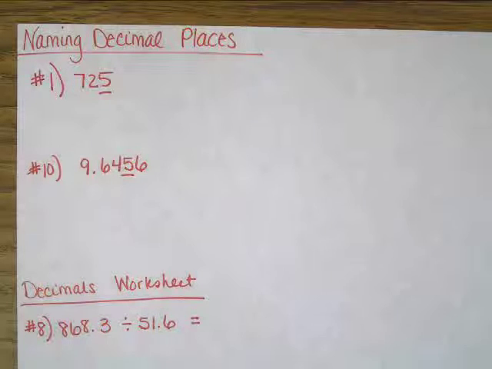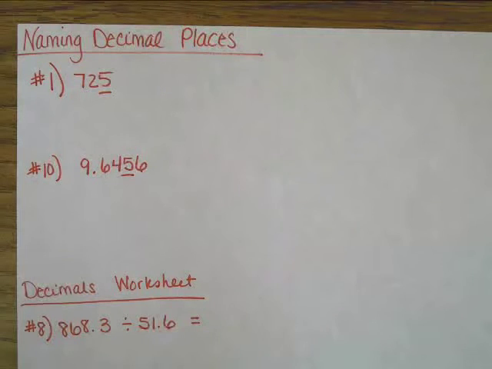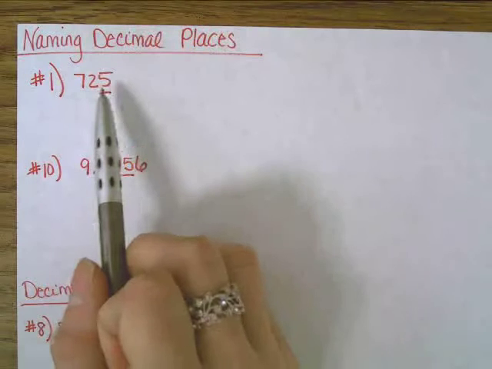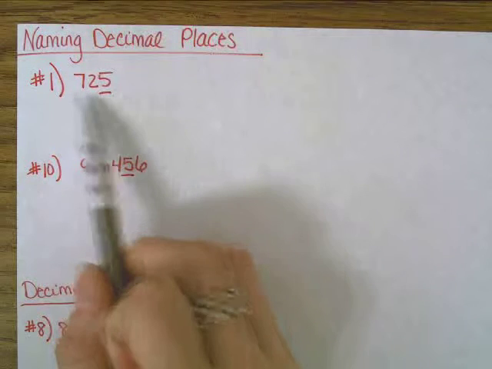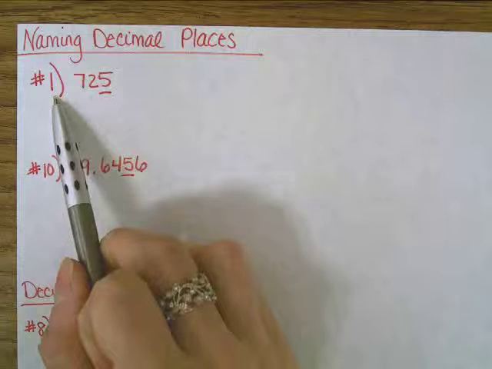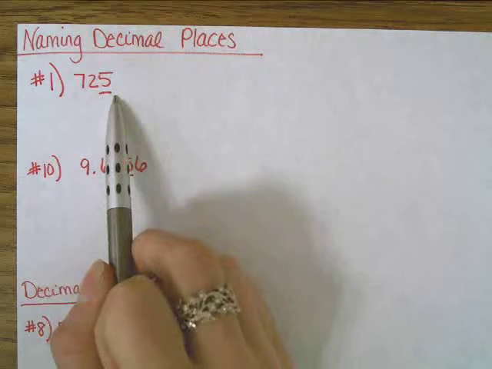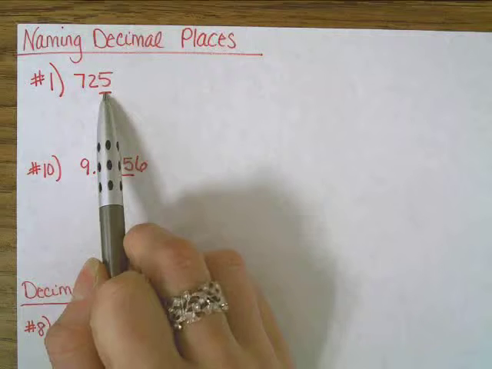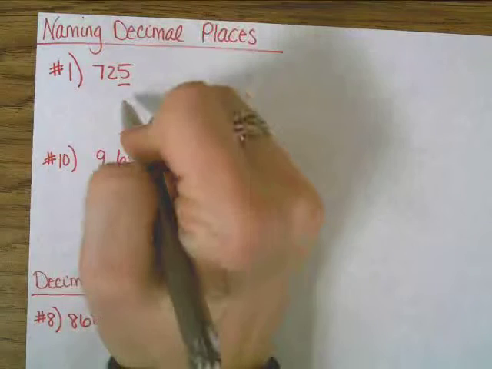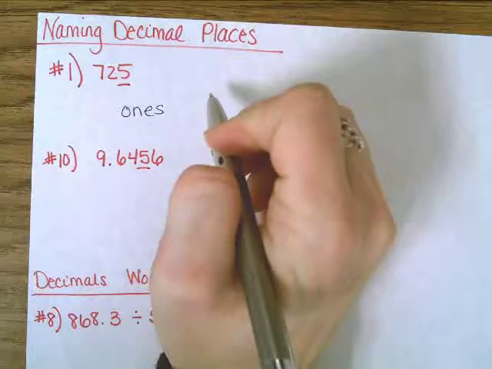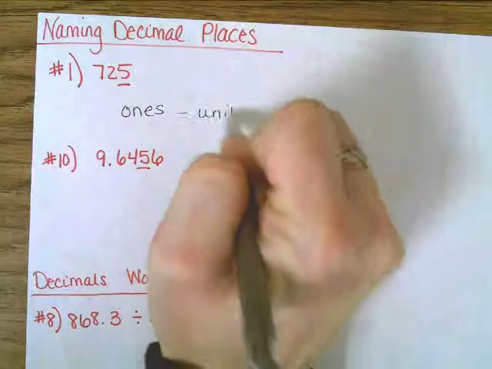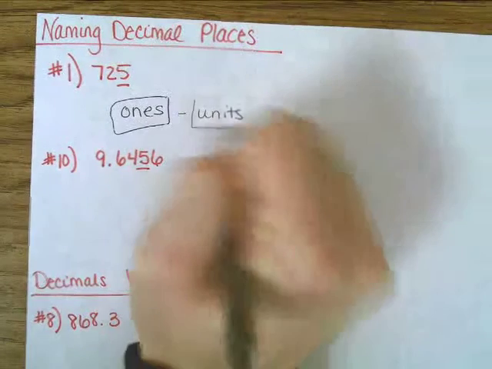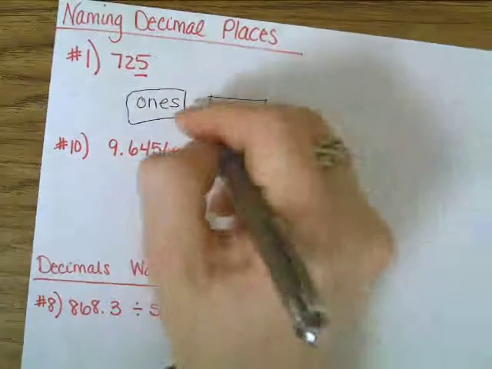So then the next thing we're going to do is naming decimal places. All you're doing is telling me what place value this number has. For number 1, it's 725, and the number that is underlined is the 5. What they're asking you is what place that one is in. We know that the first number is called the ones, and sometimes it's often referred to as units. So either one is correct. This is the one that you normally refer to it as.